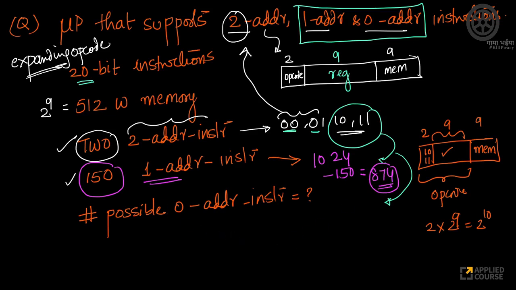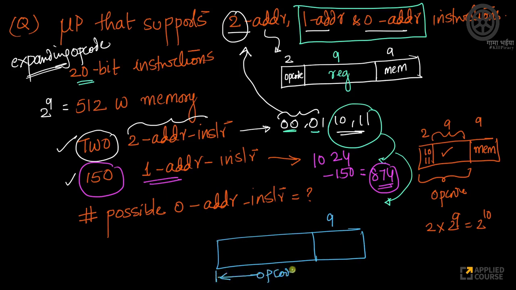Now let's look at the world from the perspective of zero address instructions. So how would my zero address instruction look like? I have these 9 bits. This whole thing is my opcode now for zero address instruction, because we are using the expanding opcode strategy. In the first 11 bits, I am left with 874 possibilities that I can use for zero address instructions, because first we have removed all the possibilities for 2 address instructions and all the possibilities for 1 address instructions. Now we have 874 possibilities here.